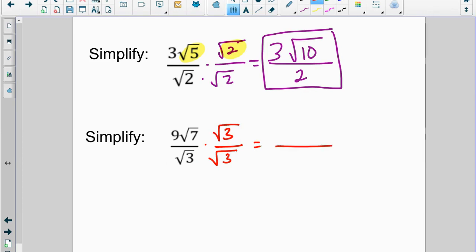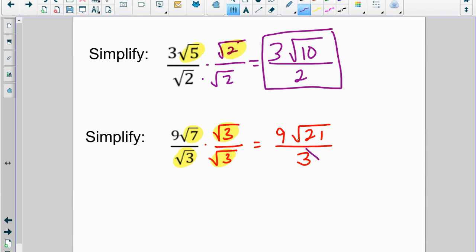I go straight across the top. I have the 9 that was there at the beginning, that coefficient, and now I can multiply together my square roots. Since 7 times 3 is 21, square root of 7 times square root of 3 is the square root of 21. In the denominator, I want to multiply my square roots together again. Square root of 3 times square root of 3 is the square root of 9, since 3 times 3 is 9. And that ends up being a perfect square because we multiply the radical times itself. So square root of 9 is just 3. So we get 9 times the square root of 21 all over 3.